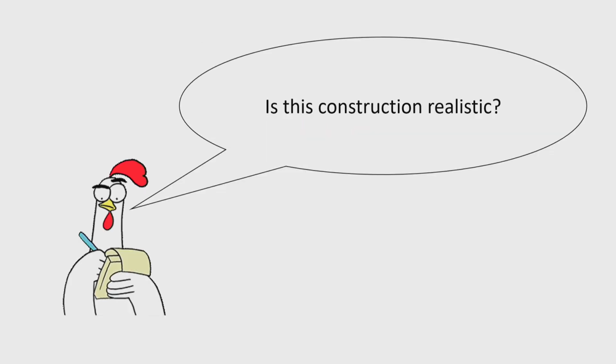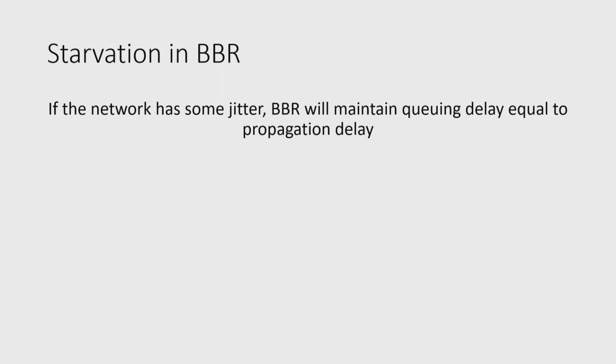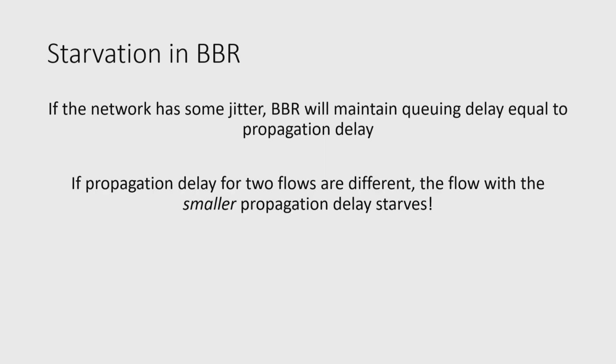So the first question that comes to mind is, OK, this is all fine for a theoretical construction, but is it really realistic? So let's look at the algorithm BBR, which is proposed by Google. It's a complex algorithm, but for the purposes of this talk, this is what you need to know: if there's some jitter in the network, BBR will maintain queuing delay that's equal to the propagation delay. And it doesn't matter what the nature of this jitter is. Now, if there are two flows for which the propagation delays are very different, they're going to maintain very different queuing delays. But they have just one queue. So the flow with the smaller propagation delay will interpret the higher queuing delay maintained by the other flow as congestion and slow down, and therefore starve.